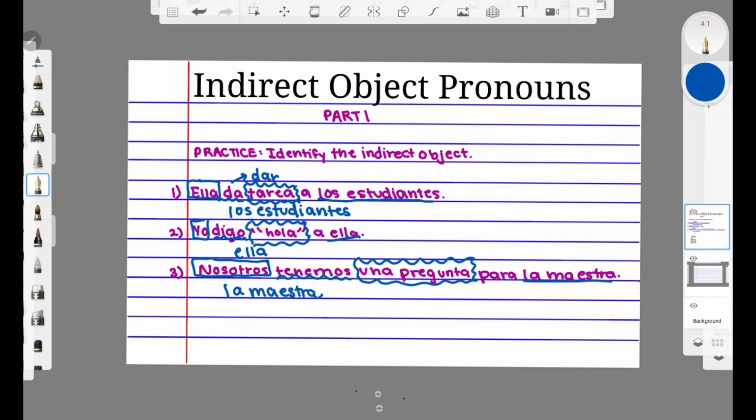And as you can tell from all of these examples, every single one of them had a direct object in the sentence as well. So that's a very nice trick to figuring out whether a sentence actually has an indirect object: make sure it has a direct object as well.